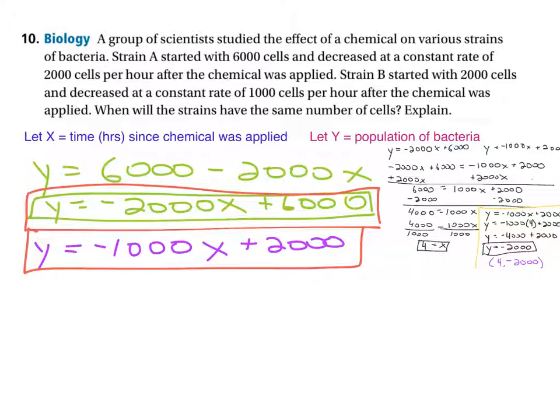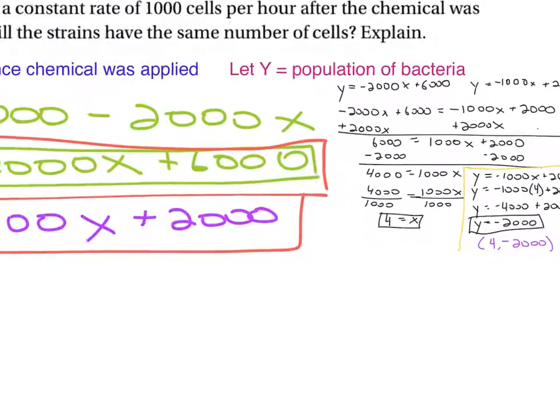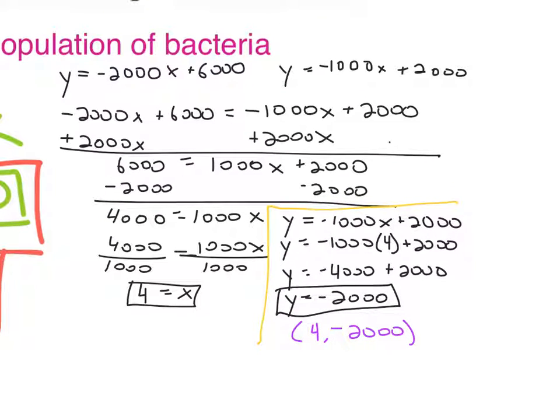Okay, so now I'm going to zoom in on my calculations and talk about what I did. Since they were both equal to y here, they are equal to each other. See how this is equal to y and this is equal to y? So that must be equal to that. Essentially what I did is I took one equation and substituted y with what y was equal to in the other equation. So now we've got negative 2000x plus 6000 from this equals negative 1000x plus 2000 from that.